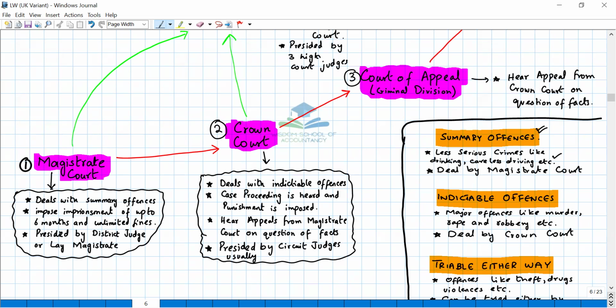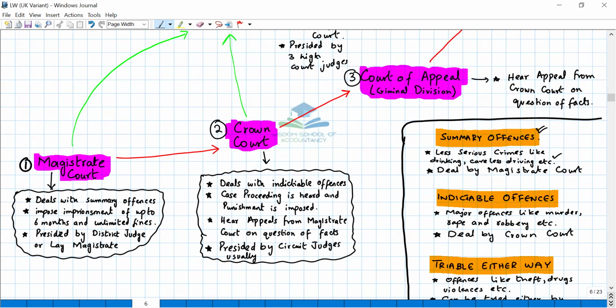The magistrate court judge can impose imprisonment of up to 6 months in respect of summary offenses, and unlimited fines. Unlimited fines means that depending upon the case, the fine can be anything. The cases are presided over by a district judge or lay magistrate. Lay magistrates and district judges hear the cases of the magistrate court. Then comes the Crown Court.